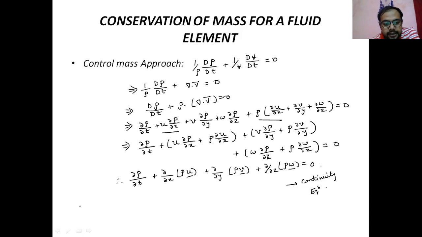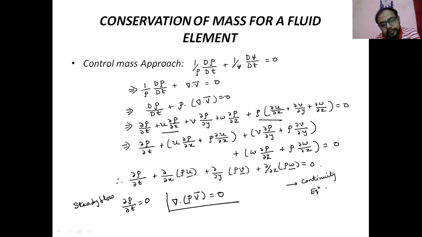If it is a steady flow, in case of the steady flow, the del rho by del t part drops out and the remaining part stays. So the steady flow equation comes in this way: del x of rho u, and so on. It is better to write it in vector form: divergence of density into velocity is equal to zero. That is the steady flow equation.